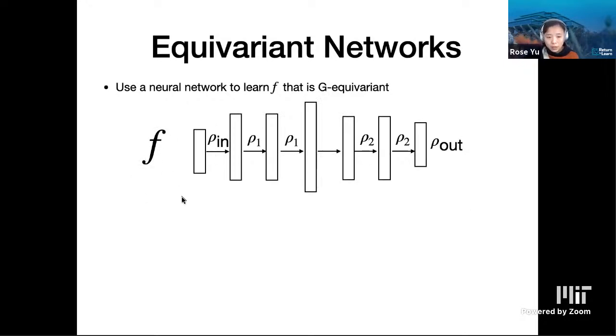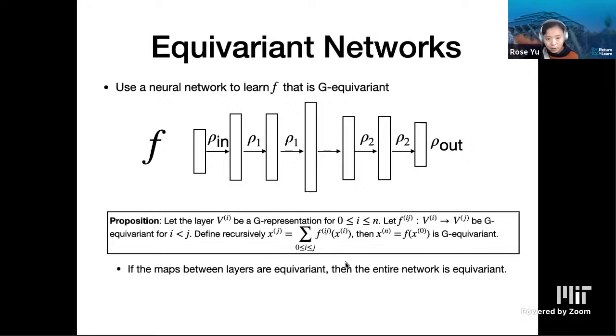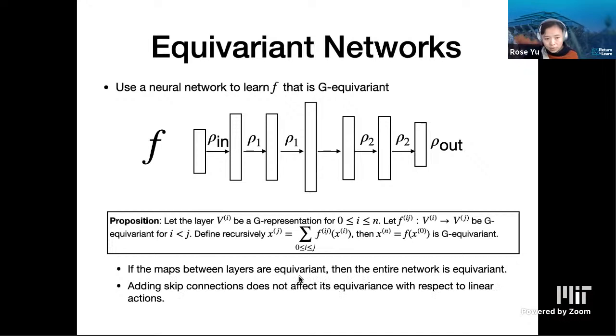If a function is represented as a multi-layer neural network, then we cannot change the input and output representation, because that's already defined by our problem. But we can change the intermediate representations of how we map the input to hidden representations. So in our paper, we proved that if the maps between layers are equivariant, then the entire network is equivariant. Under linear actions, even adding skip connections does not change its equivariance. So this gives us a lot of flexibility in how we can design neural networks.